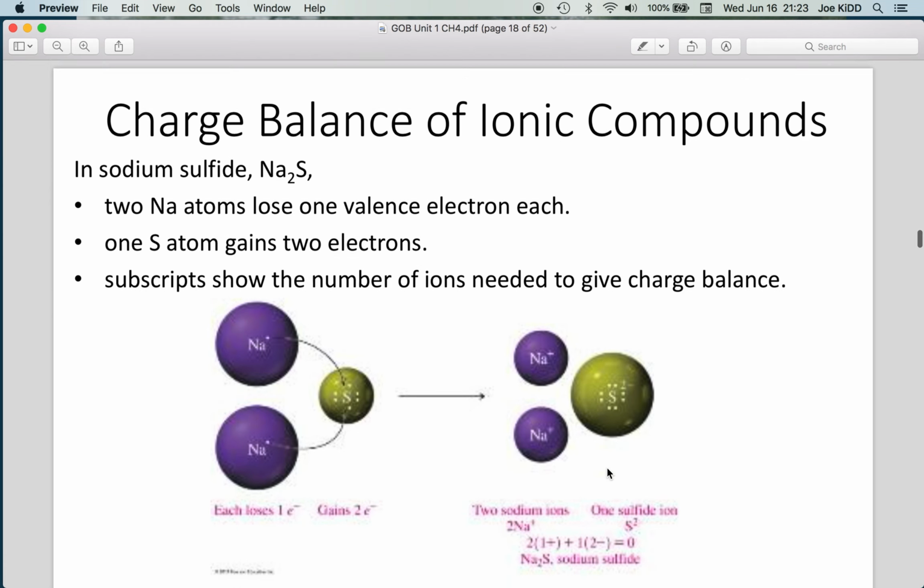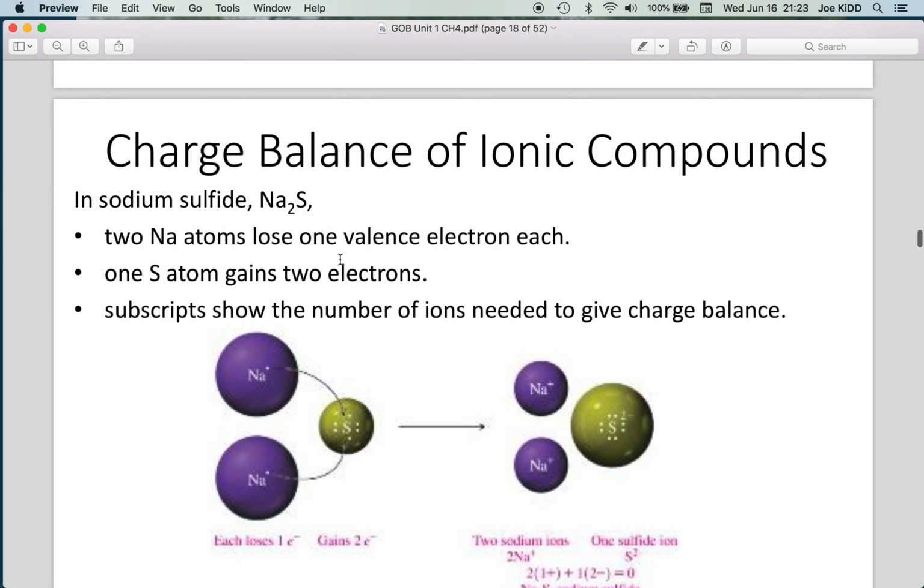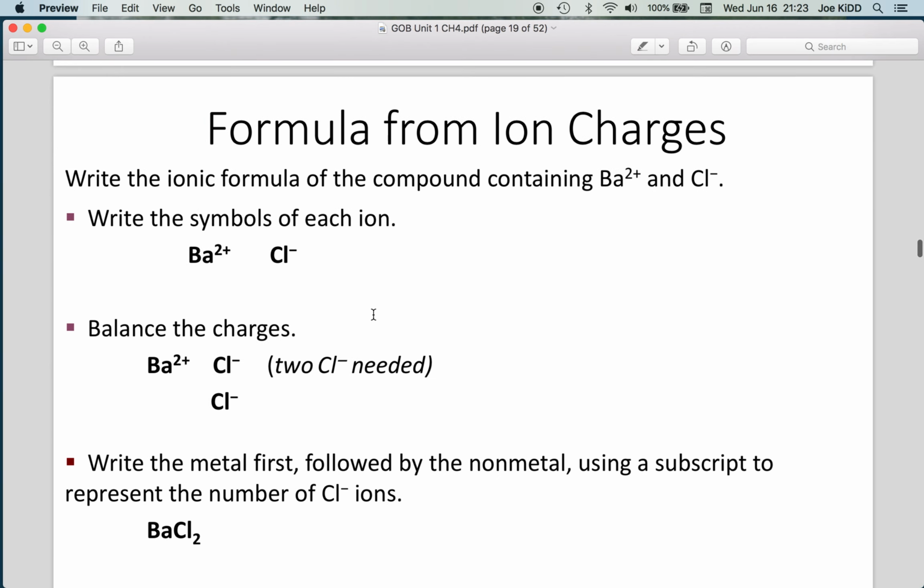So when we look at something like sodium sulfide, again, we know sulfur is going to be a -2, and sodium is going to be a +1. So we're going to need 2 sodiums for every 1 sulfur.